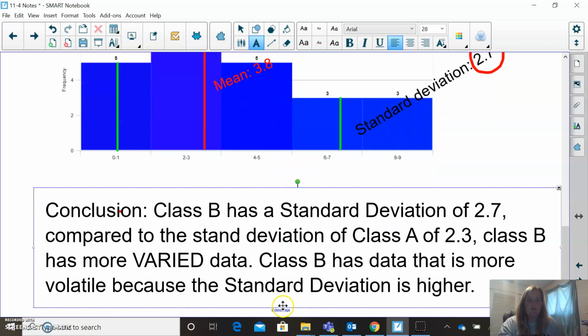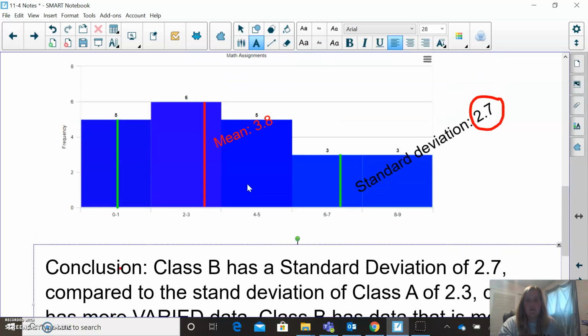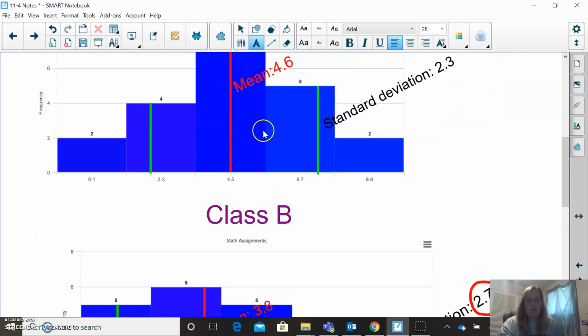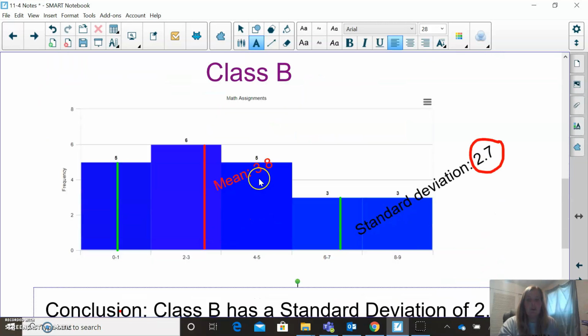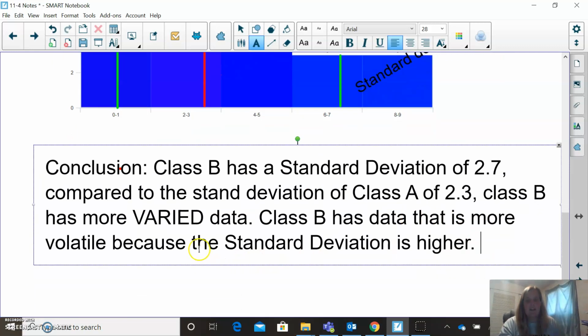So class A is more equally distributed. Class B is very varied. It has a lot of varied data. And class B has data that is more volatile because the standard deviation is higher.